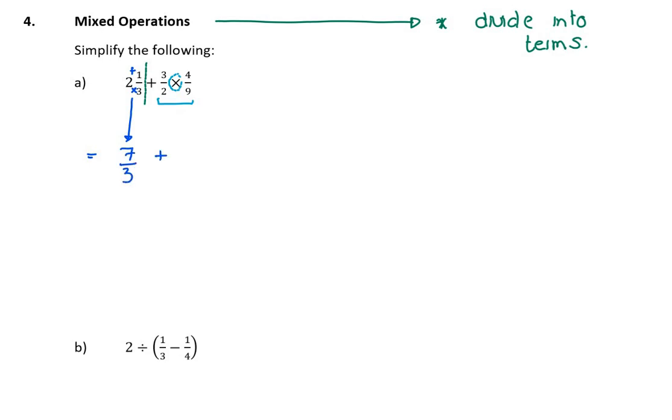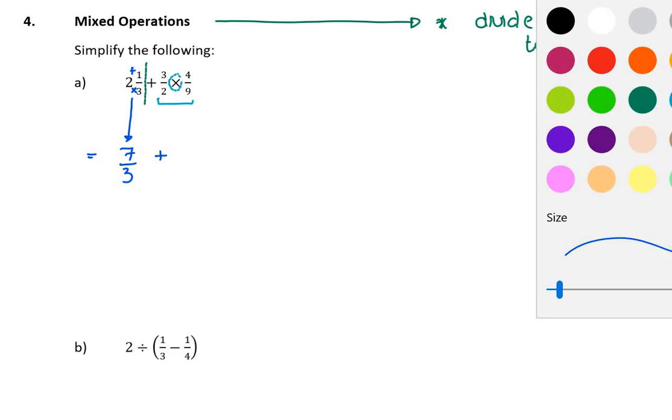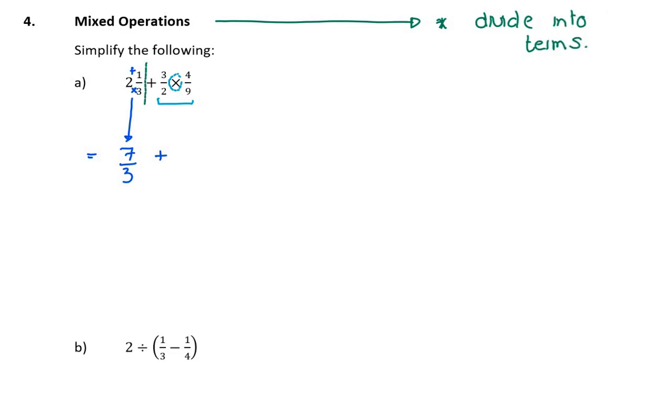Plus, now I need to simplify my fractions. Now that's a multiplication, so I'm going to do my cross-cancelling. So 2 goes into itself once, goes into 4 twice. 3 goes into itself once, goes into 9 3 times. So I get 1 times 2 at the top, which is 2. 1 times 3 at the bottom, which is 3. Okay, just triple checking that that's right.